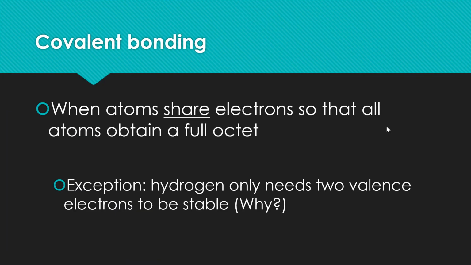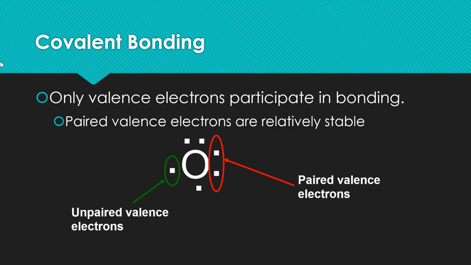The only exception is hydrogen, because hydrogen only has in its first shell only 2 electrons, so it needs to get up to only 2. But every other element on the periodic table needs to get up to 8. So when we're dealing with covalent bonding, we're only talking about the valence electrons, so we're not dealing with any of the inner electrons, just like we didn't deal with them in ionic bonding. We're dealing only with the valence electrons, and in general, the ones that get paired up are more stable than the ones that are not. So we're going to try to fill in those spots around the atom, to try to make it full.